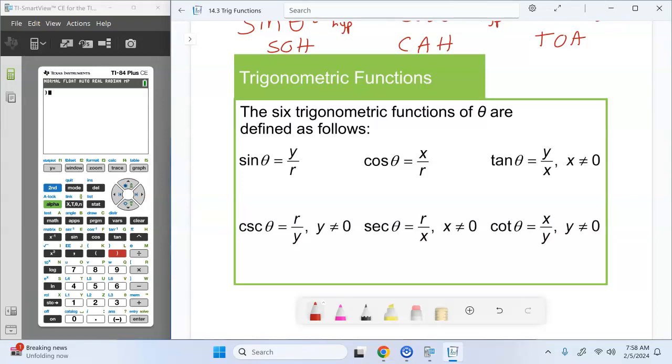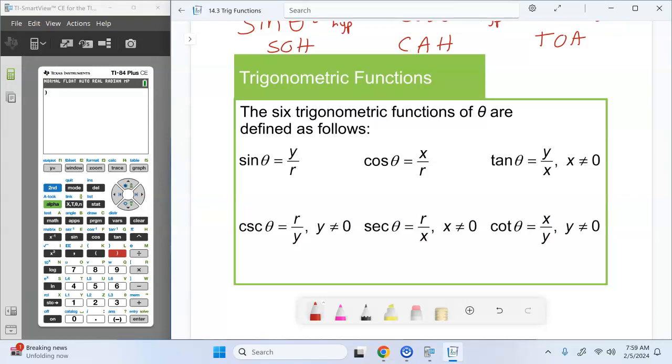Cosecant is the ratio of r over y. Notice it is the reciprocal of sine. So cosecant is the reciprocal of sine. Secant, r over x, is the reciprocal of cosine. And cotangent, x over y, is the reciprocal of tangent. So those are our 6 trigonometric functions.